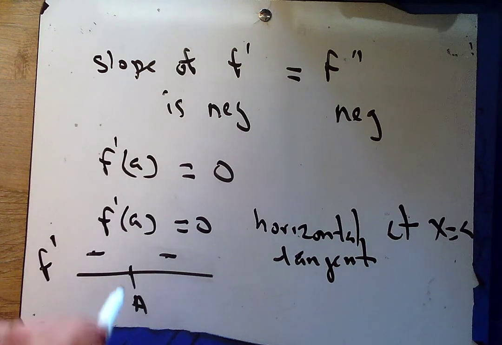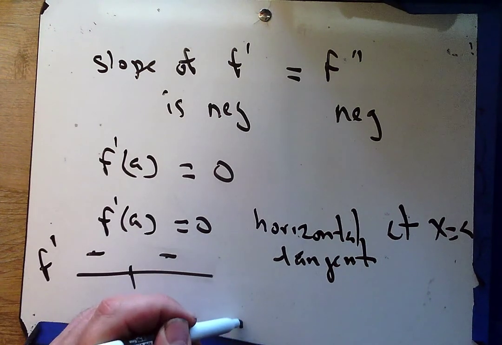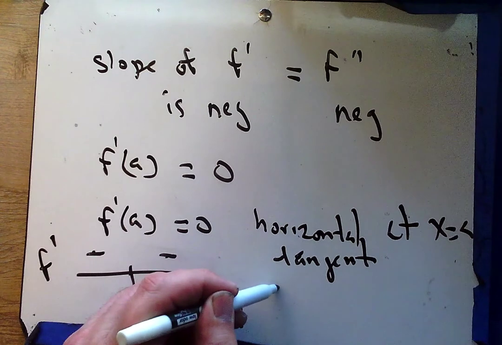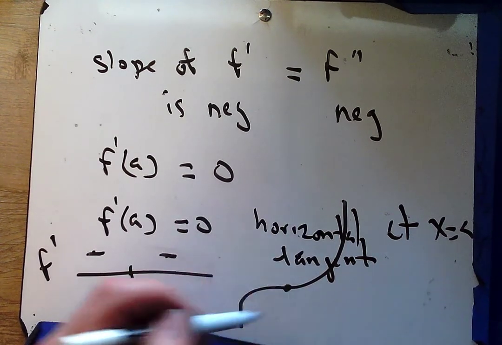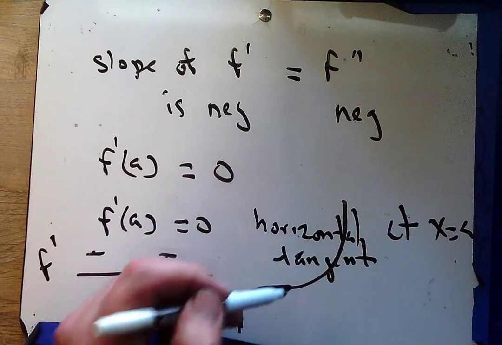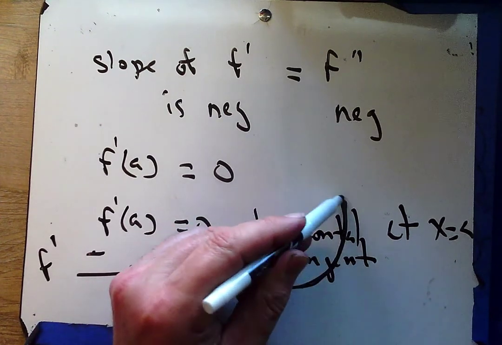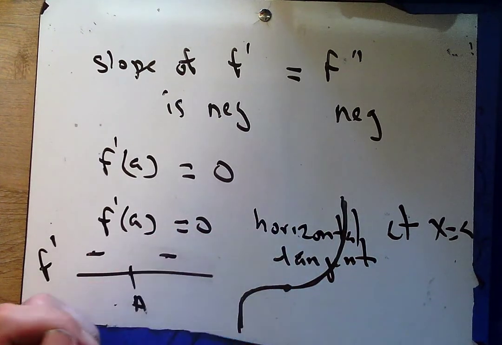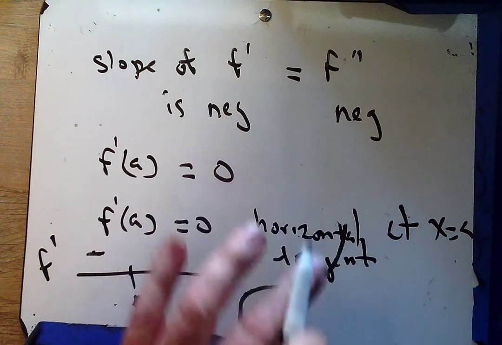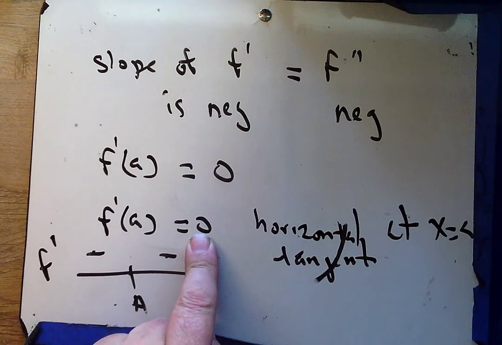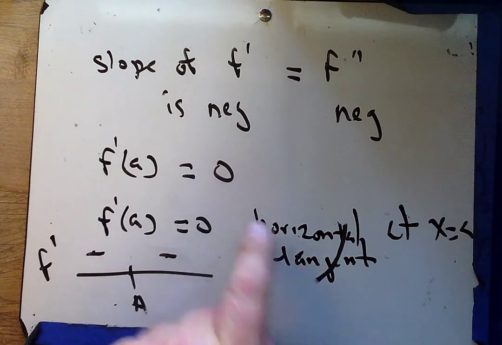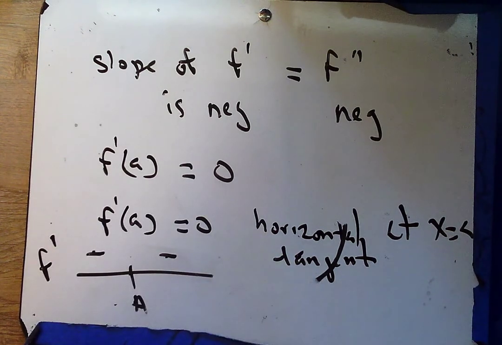So that's just a horizontal tangent. You know, think about y equals x to the third. We've got that horizontal tangent there. I'm increasing, 0 slope, increasing. No max or min. So I can't speak to max or minness just because f prime is equal to 0. But I can say there's a horizontal tangent there.